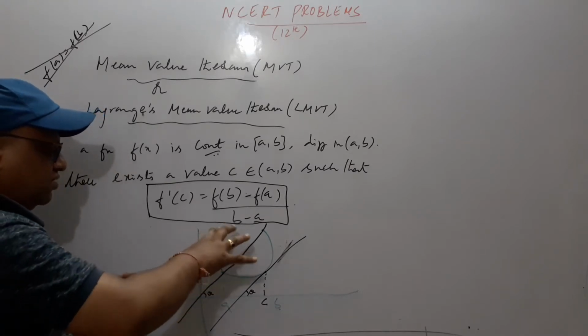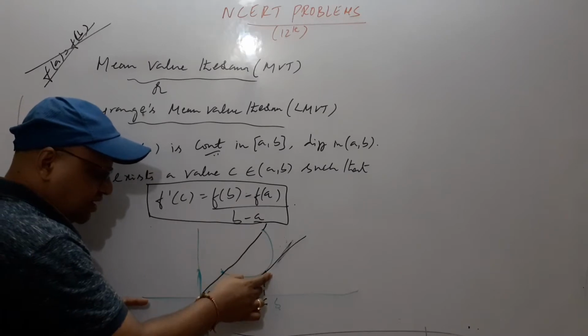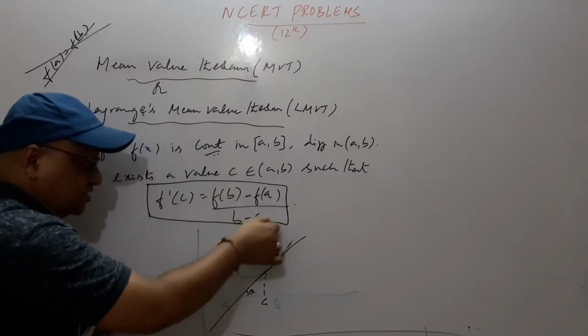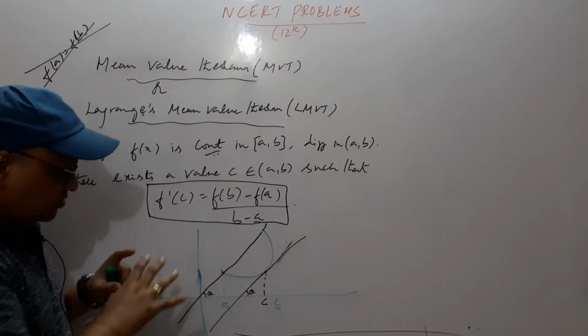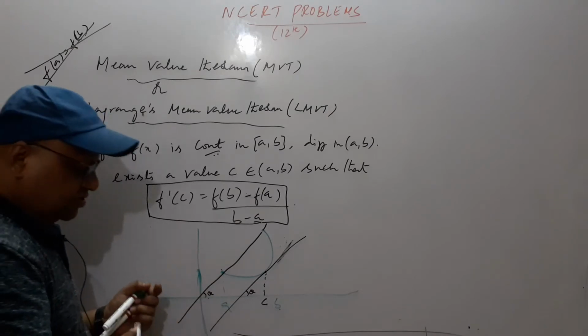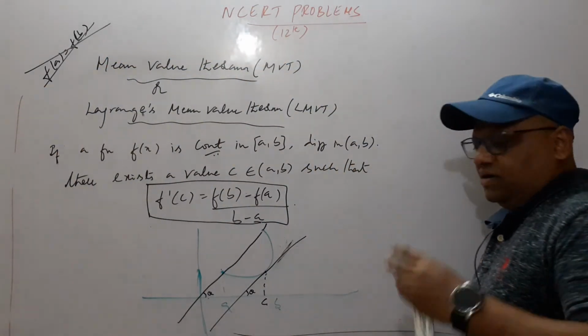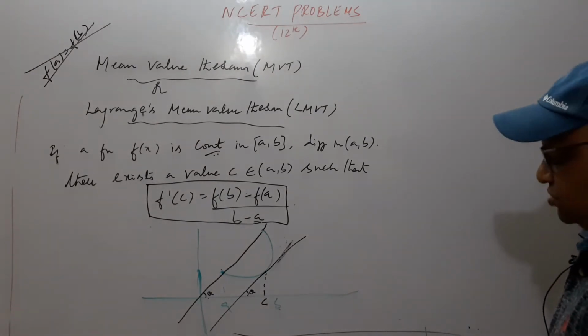So, we have a secant passing through A and B. We have the tangent parallel to the secant at point C, which is given by this formula. Fair enough. Now, how do we arrive at this? I'll give you, though this is not so important for your board exam, they will not ask you the derivation, but it is good to know. It's good you know this.